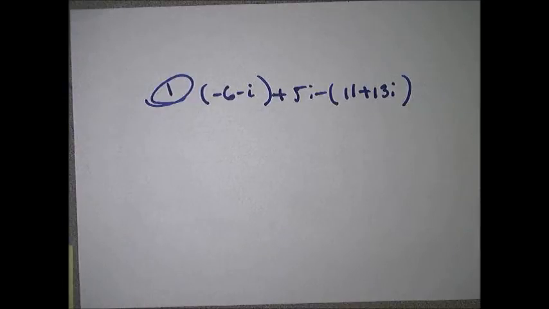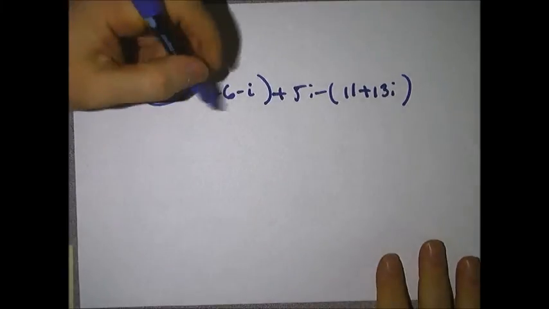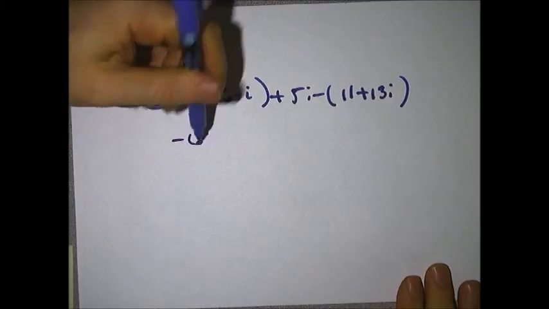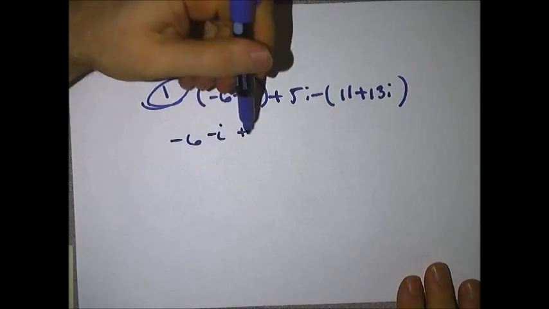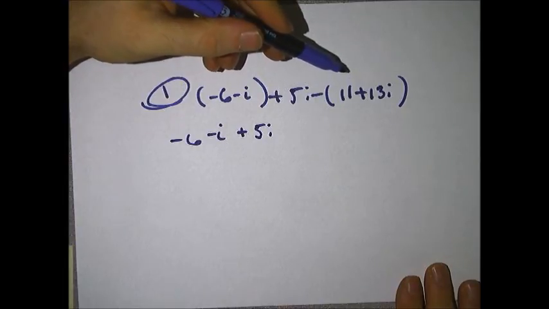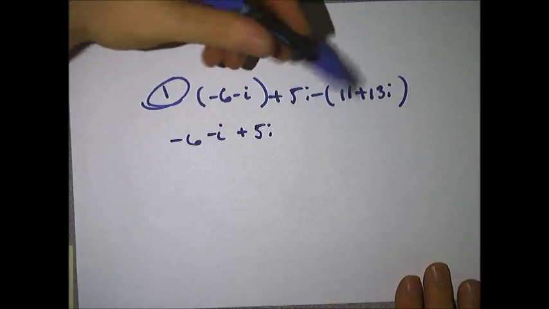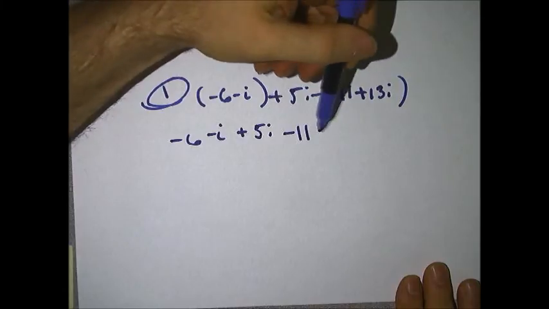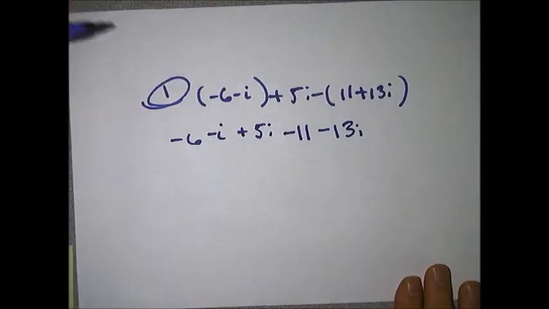Okay, number one, these are 61 questions that we're going to use to study with for the midterm. You have numbers, you have the i's. You want to just drop the parentheses from the first one, -6 minus i plus 5i. The trick here is the negative symbol outside of the parentheses tells us to distribute. So this should be -11 minus 13i.